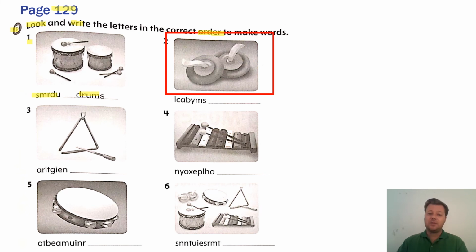Let's look at example number 2. So look at the picture. What can we see? Twing, twing. Can you remember this word? Cymbals. Yes. So you are going to write the word in the correct order. Cymbals. Please complete number 3, 4, 5, all the way to number 6 by yourself. Have fun!